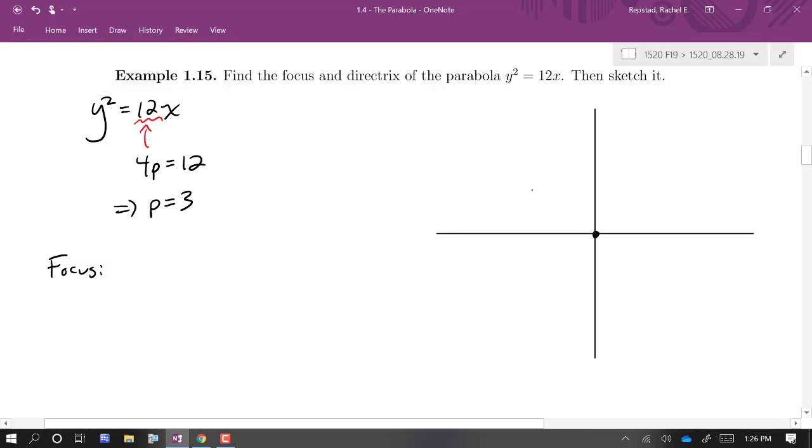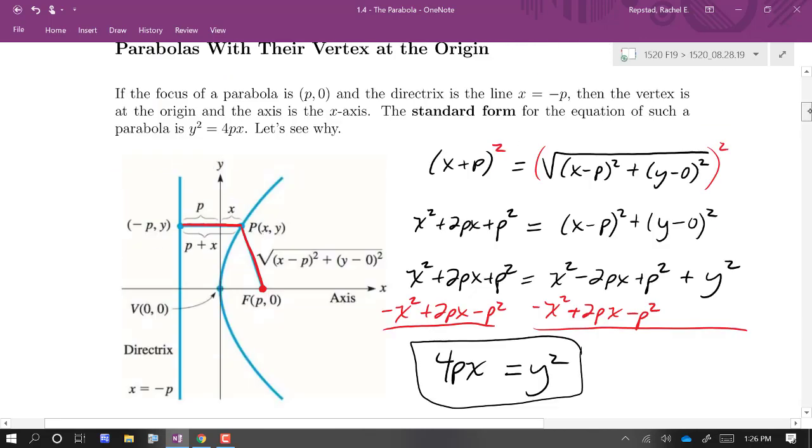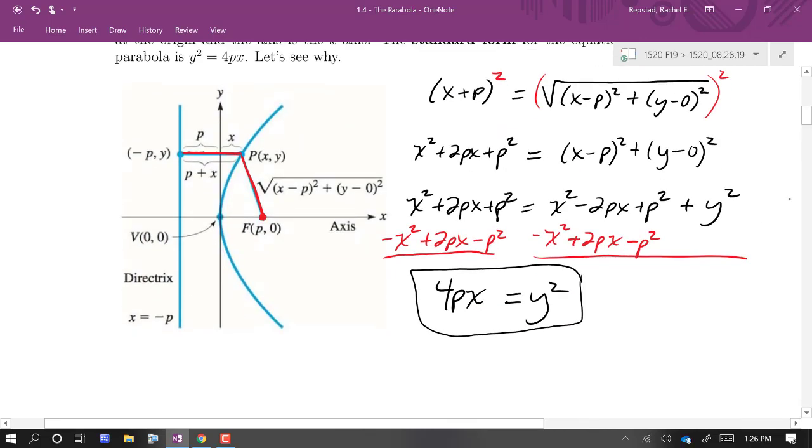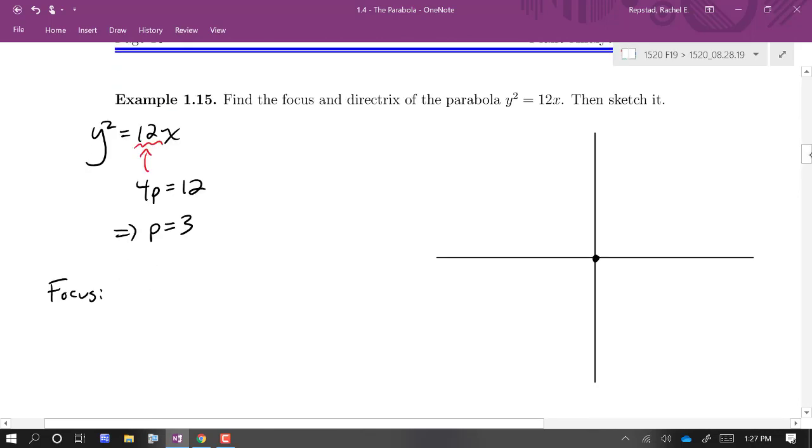Oh, I meant the directrix. Oh, yeah, right. Okay, I see what you mean. Yeah, the focus will be positive 3, 0, because if the vertex is at the origin, then p really does give you the x-coordinate of the focus if it's oriented horizontally. And what's the directrix? It's a line, so we should write it as an equation, so x equals negative 3.